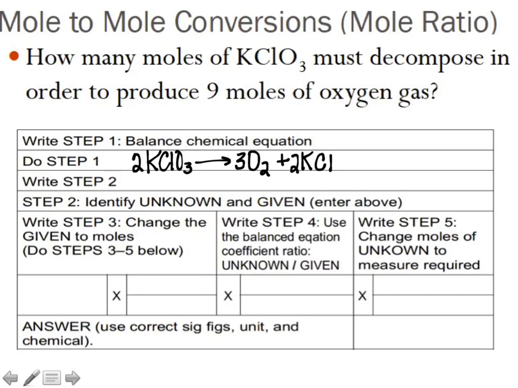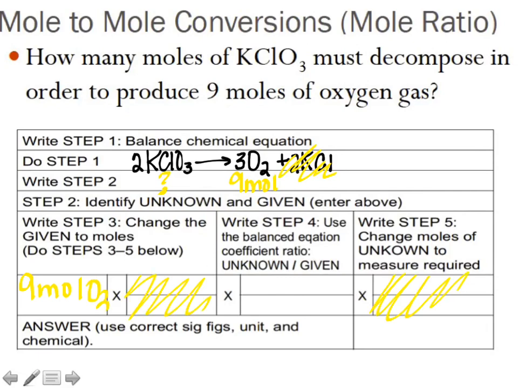Step 2 says go identify your known and your unknown from your problem. So what is my unknown? Where am I trying to go? KClO3. And what do I know? I know that I have 9 moles of oxygen. So everything else doesn't matter. Just those 2 I'm focusing on. So we write down what we know. We have 9 moles of O2.